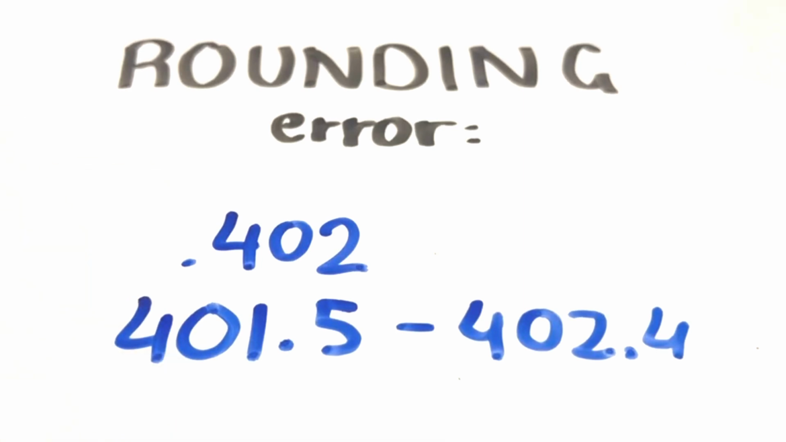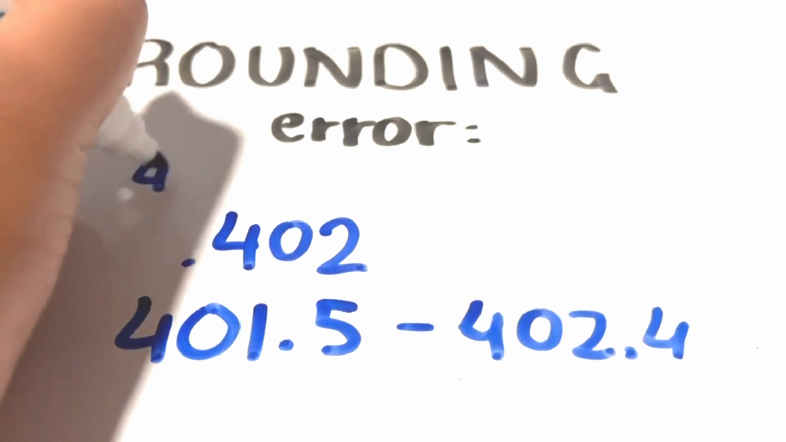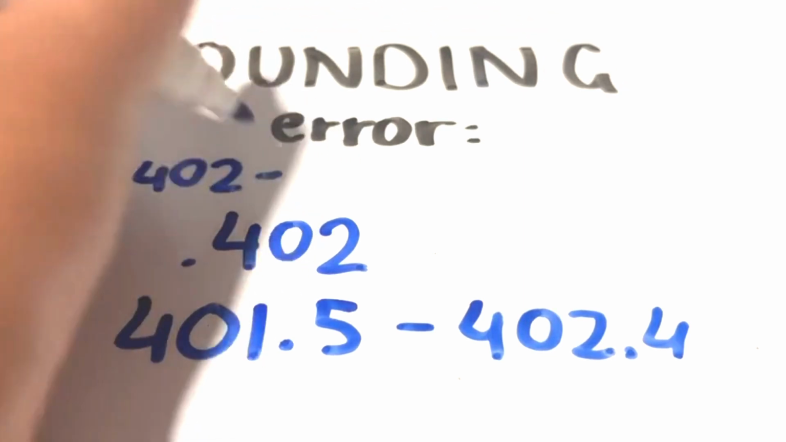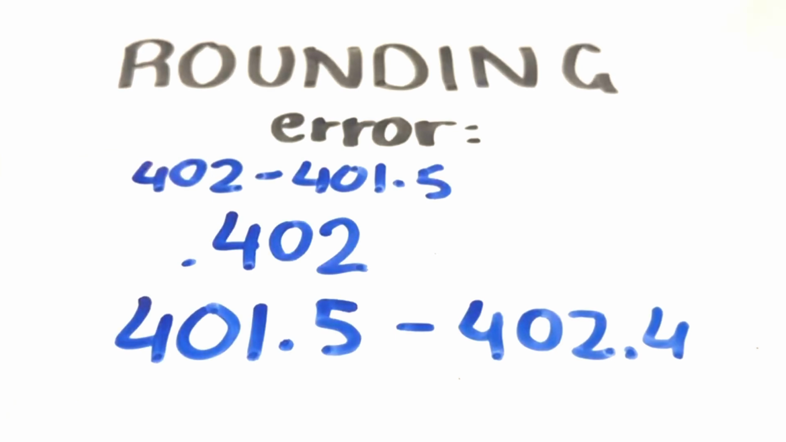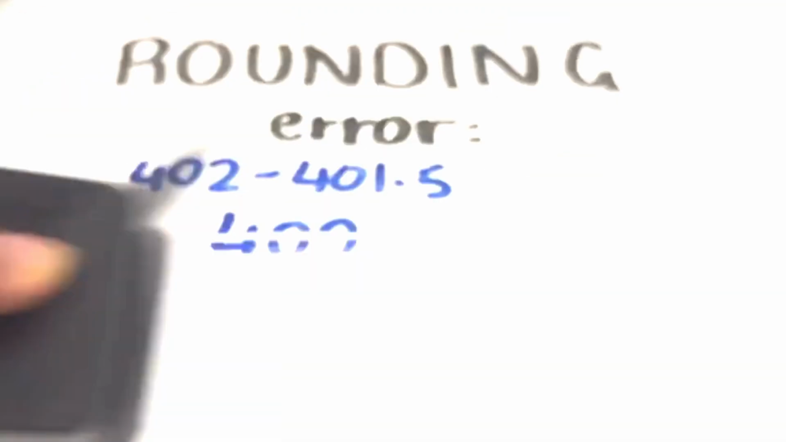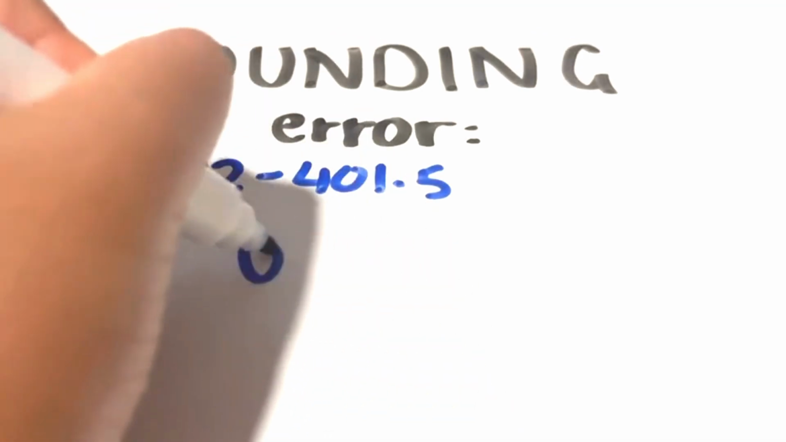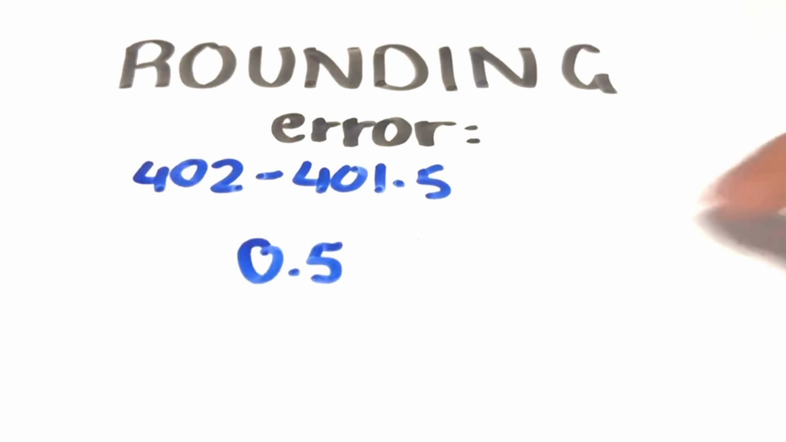So you can say the most absolute error that could happen over here would be 402 minus 401.5. So whatever is the difference over here would be our error, and that turns out to be 0.5. So this is going to be our absolute error for here.